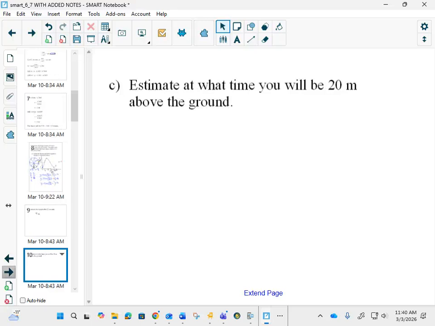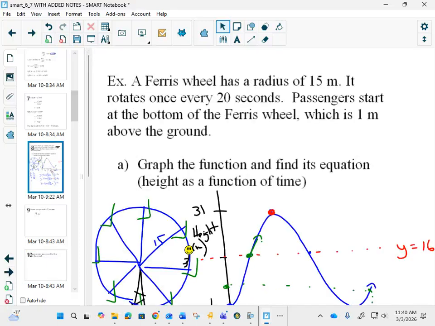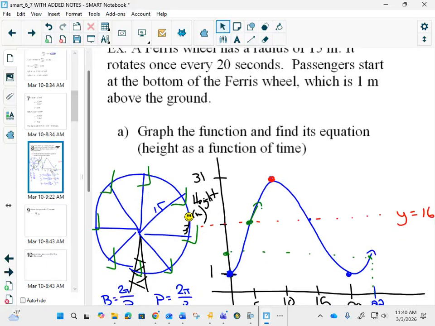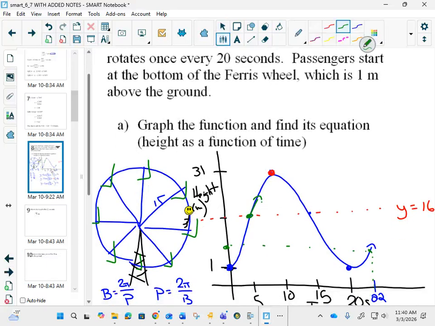Estimate at what time you'll be above the ground at 20 meters. So I'll go back to my graph. 20 meters, I'll do it in purple here. I'm going to say 20 is about here. It'd be 20 meters here. I could say that number or that number. So maybe I say 6 seconds and 14 seconds.